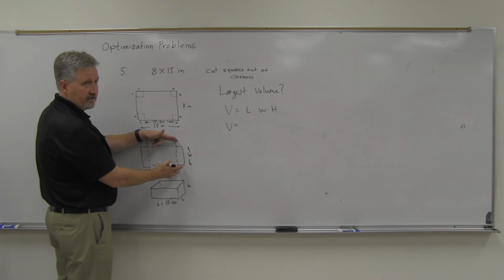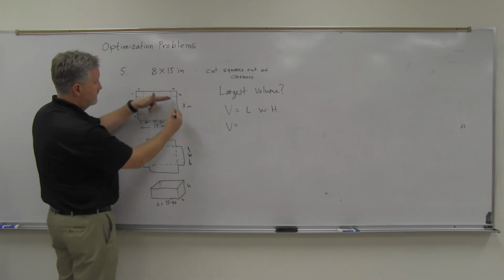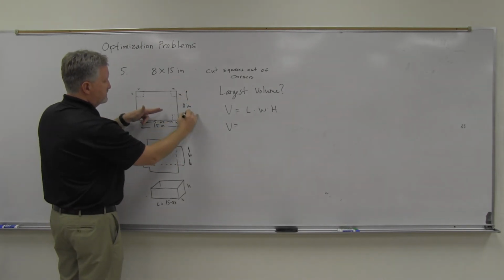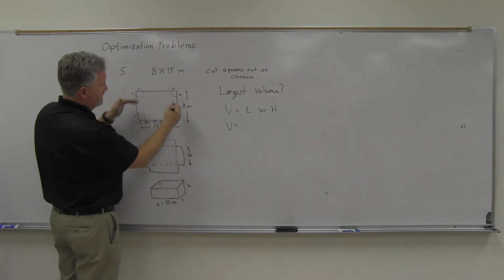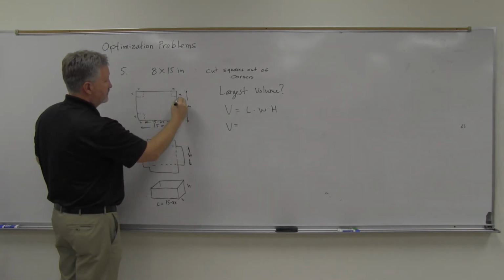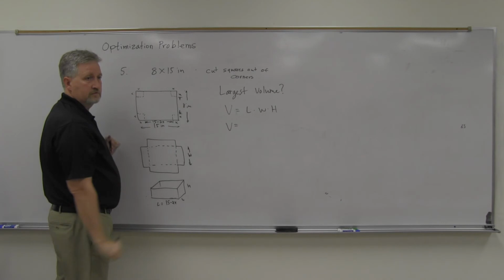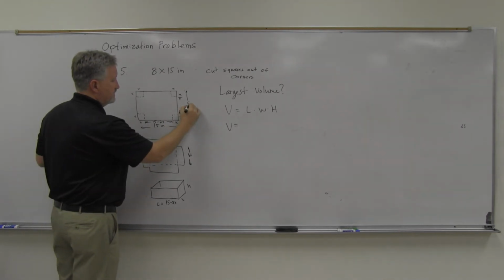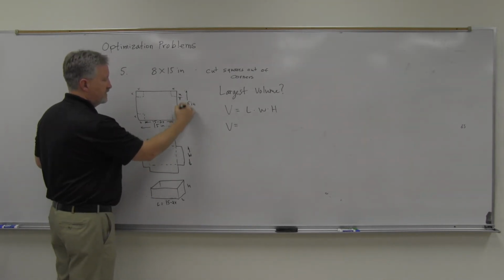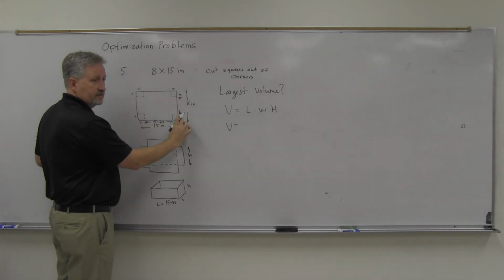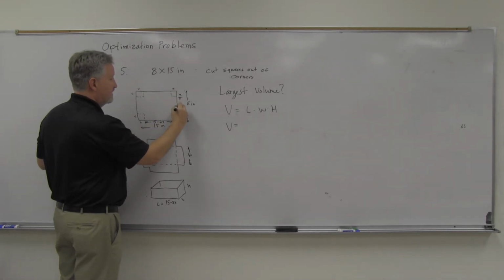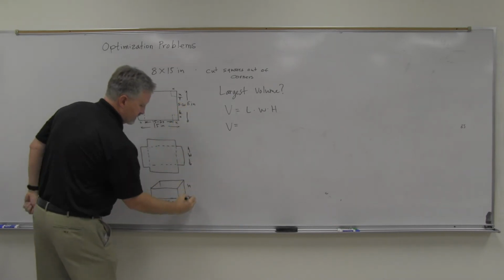From here to here, this far. Well, this is 8 inches. I'm interested in this piece, so what is from here to here? If that's 8, then from here to here would also be 8 minus 2x, right? Got 2 inches, 2 x's out of that. So the width is 8 minus 2x.